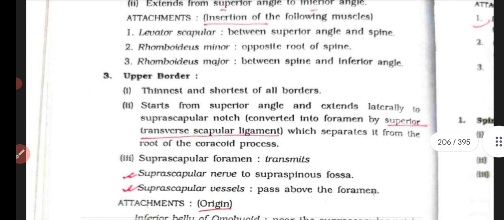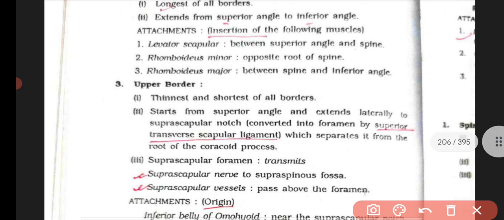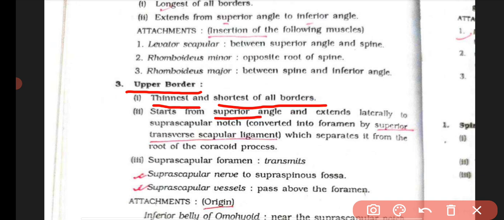Now comes number 3, the upper border. The upper border is the thinnest and shortest of all borders. It starts from the superior angle and extends laterally to the suprascapular notch, converted into a foramen by the superior transverse scapular ligament, which separates it from the root of the coracoid process.